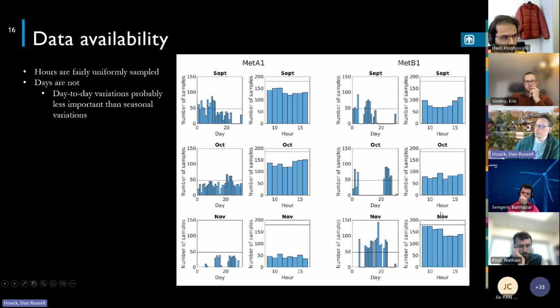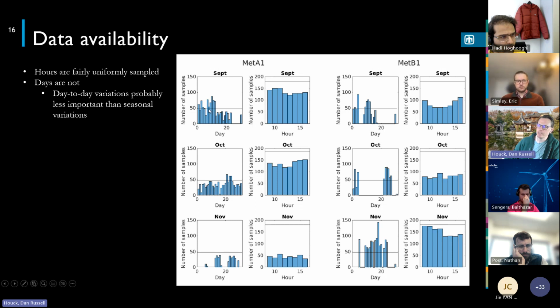So you can see in the hours, we never have enough data to get to where we'd expect to be, but it is uniformly sampled. So that's maybe the more important part. It's fairly even across here. It's not like the Met towers worked well in the morning, but went down in the afternoons all the time or something like that. In the days, it's a little bit different.